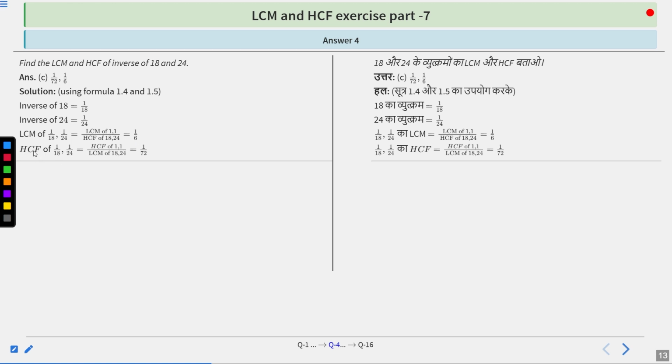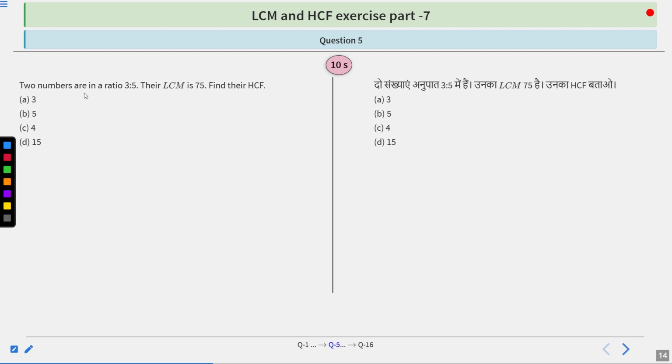Similarly, HCF of 1 upon 18 and 1 upon 24 is equal to, using formula 1.4, HCF of numerators, that is 1 and 1, divided by LCM of denominators, that is 18 and 24. So 1 upon LCM of 18 and 24, which is 72. So the HCF is 1 upon 72. That means option number C, 1 upon 72 and 1 upon 6, is the correct answer.